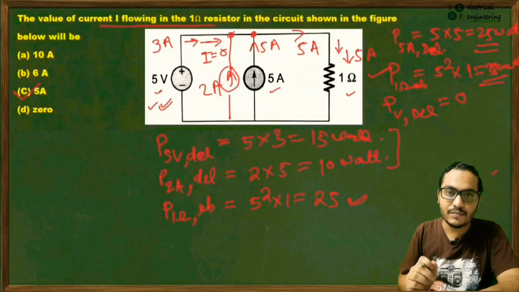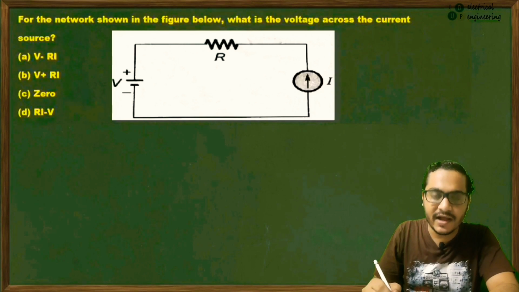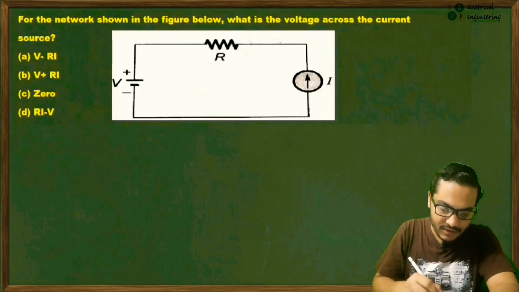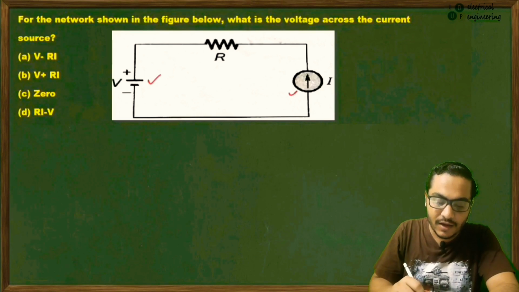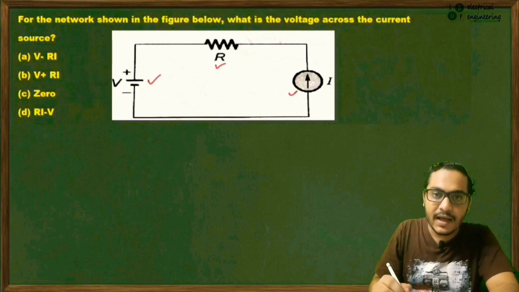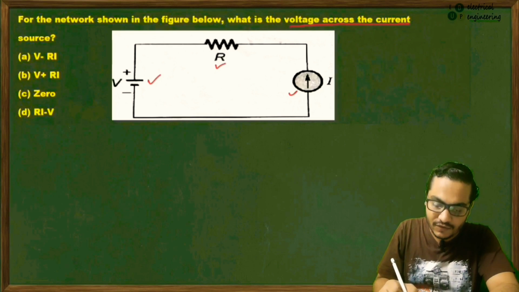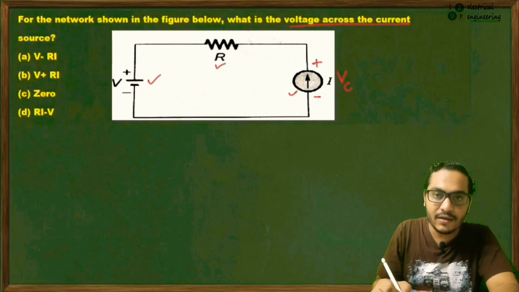Now let's move on to the next question. This is a very important question, and it was asked in your previous year IES electrical engineering paper. In this question there are two sources, a voltage source and a current source, connected in series with a resistance R. Now we have to tell what is the voltage across this current source. Suppose this one is plus and this one is minus, and let the voltage across the current source be Vc.